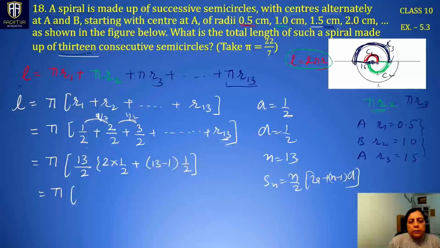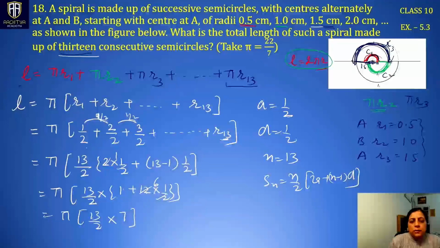This is pi times 13 by 2 multiplied by, this is 1, 1 plus 13 minus 1 is 12, multiplied by half, so this is 6. Pi times 13 by 2 multiplied by 6 plus 1, 7. Right? 2 times a is 1, and 12 times half is 6, so 6 plus 1 is 7.